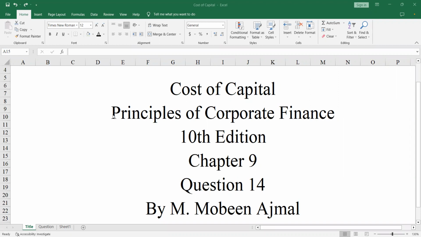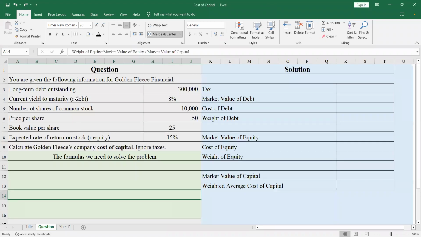The question I'm going to do is from the Principles of Corporate Finance book, 10th edition, chapter 9. The question is number 14. What we are given is the capital. We have to find the cost of capital for a company. We are given some information.